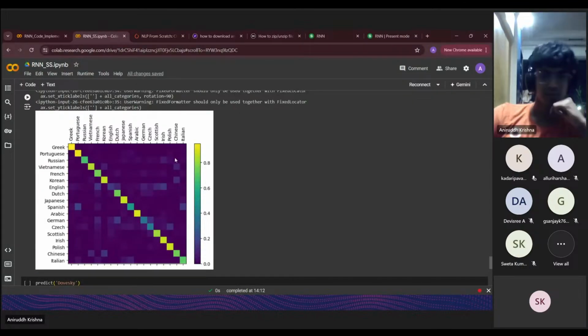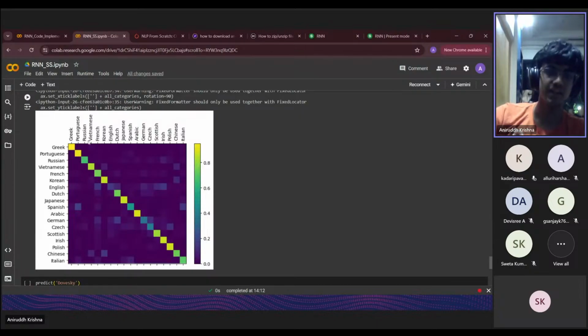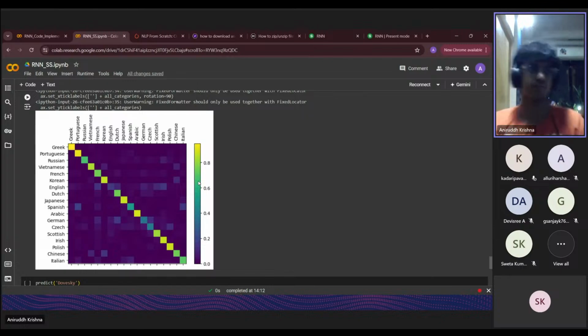So here, yellow is the best case, probability 1, and 0 is lowest. So when Greek and Greek come together, it's yellow. That means it's predicting every single Greek name as Greek only. So it's good in that sense. Even for Portuguese, it's yellow. For Russian, it's slightly green. So I can see that it's not that adept at guessing Russian names. For English, it's a bit too low. It's around 0.3. That means it's not able to predict English names well.